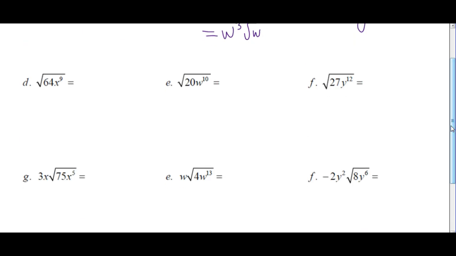Square root of 64x to the 9th. Okay, does 64 have a square root? What is it? 8. Okay, do you think we can just do this in one line, not show a bunch of work? You want to try it? So what do you think it is? 8, then what? X to the 4, and then? Okay, good. Good you said that, right?